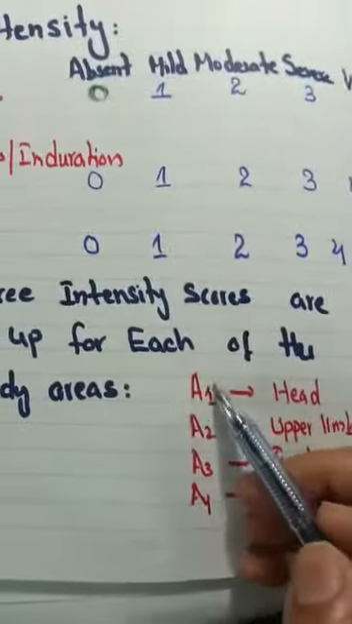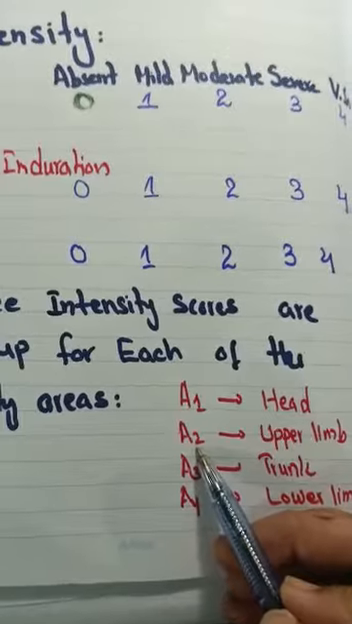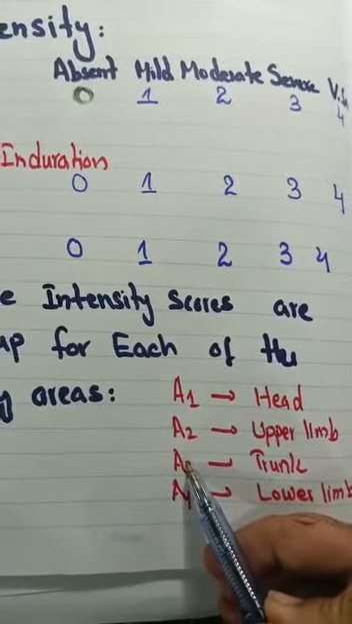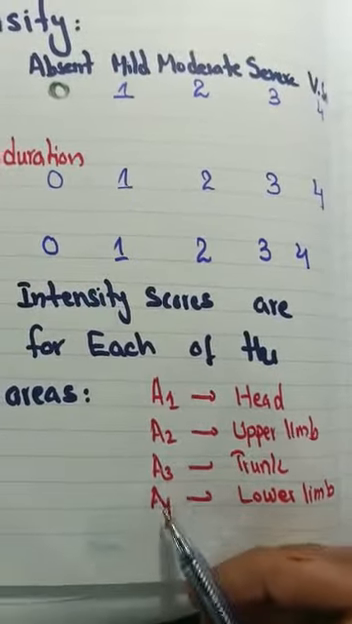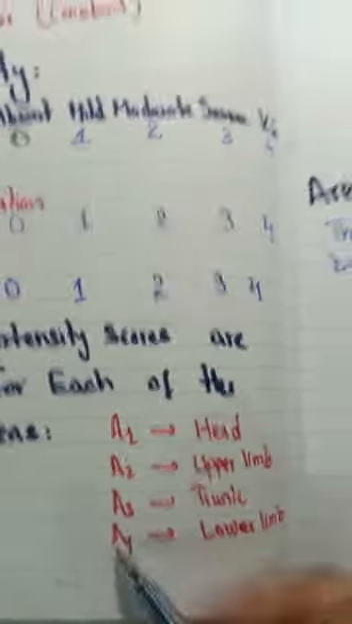So the A1 is the intensity of the lesion from the head, A2 is the intensity of the lesion from the upper limb, and A3 is the intensity of the lesion from the trunk, and the A4 is the intensity of the lesion from the lower limb.